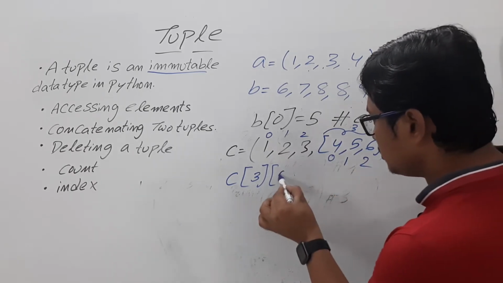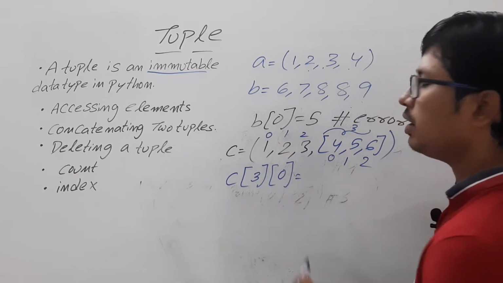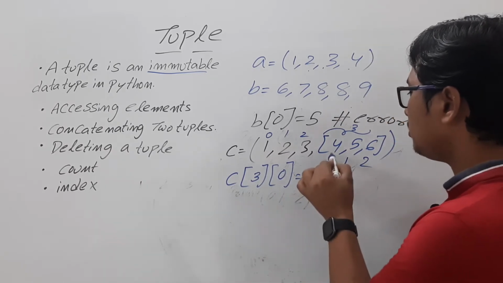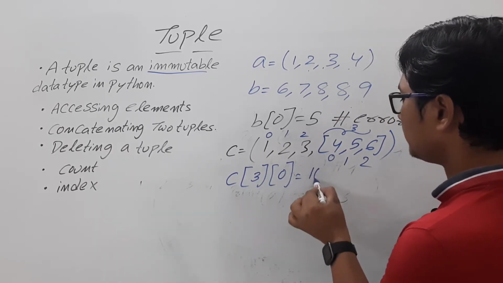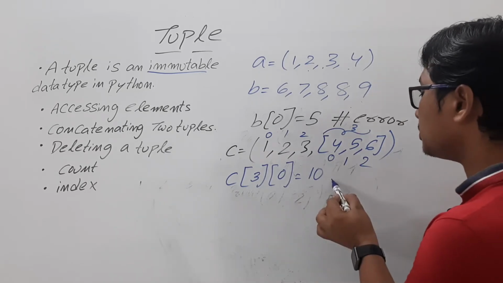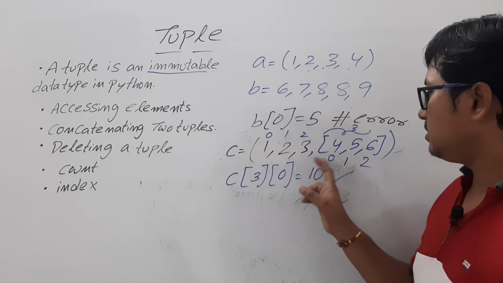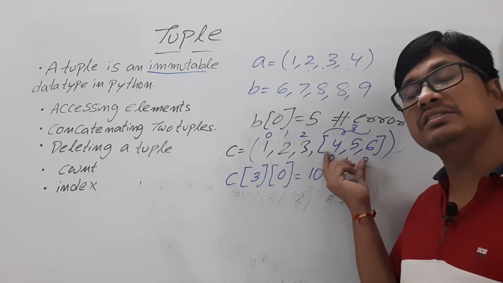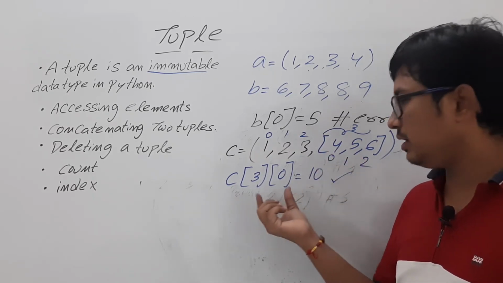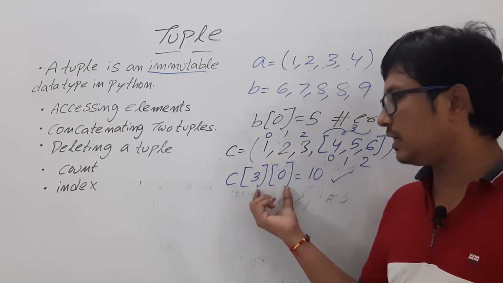So 0, because you want to change the value of 4 to some 10. This is possible. Are you able to understand it or not? Because this is one of the tuple elements, but this is a list. You can modify this one, and how can you access this? You can write like this.